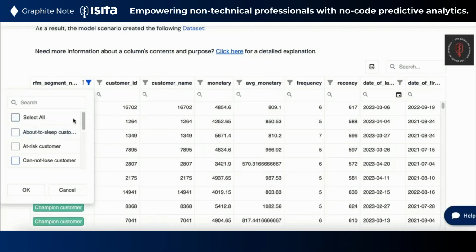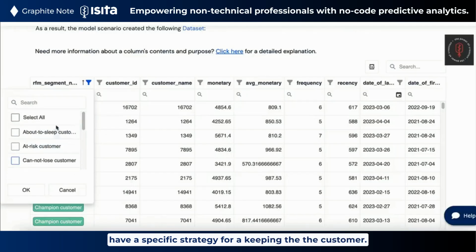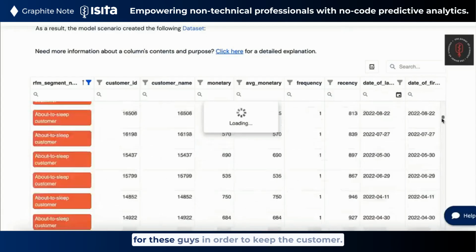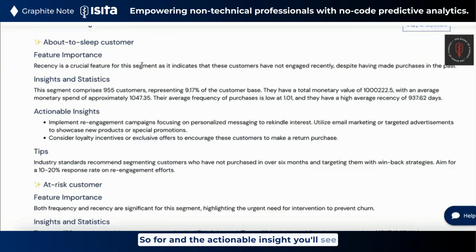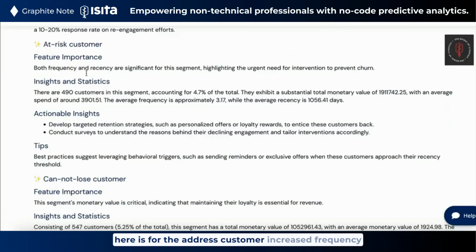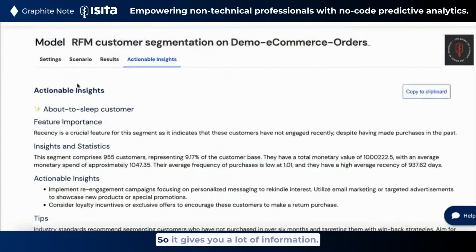Or if I want a specific strategy for keeping the customer, I would ask for the about to sleep, cannot lose, and at-risk customers, and I would create a specific marketing campaign for them in order to keep them. So it gives you a lot of insights. The actionable insight you see here for the at-risk customers is to increase frequency and recency. There are 490 different customers in the segment, 4.7% of the total database, with an average spend of almost $4,000. So it gives you all the statistics and the recommended actionable insights for the marketing department.